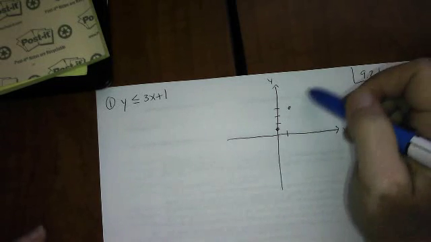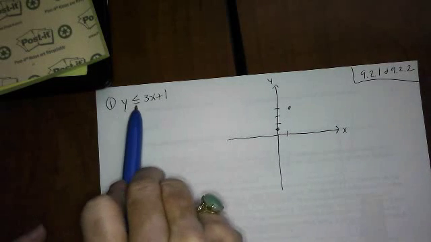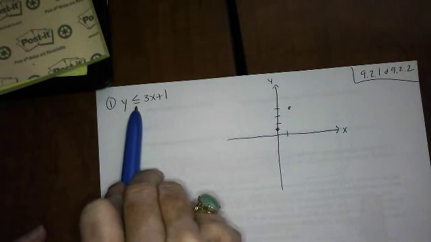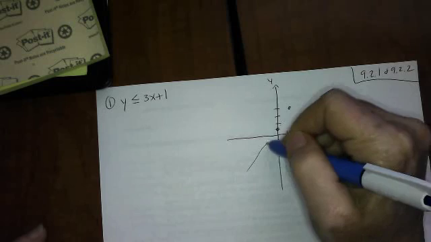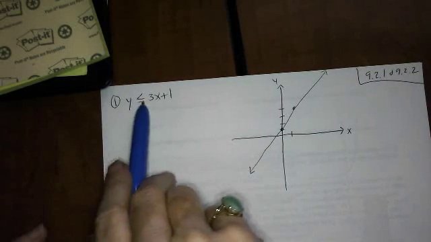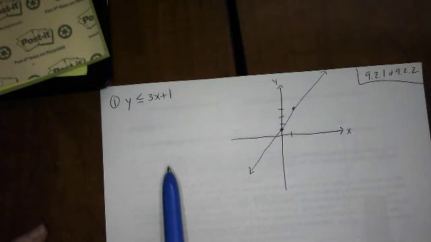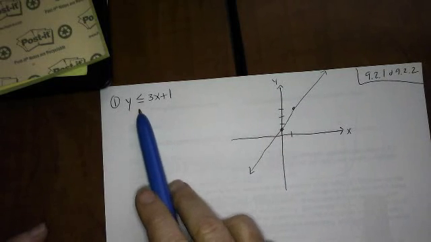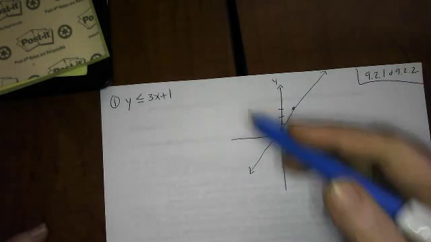Now, should I make it dotted or solid line? I see that this underline here tells me make it a solid line. Should I shade above? We're shading. When you have inequalities, you have to shade. Should I shade above or below? Well, it says less than. Less than means below.